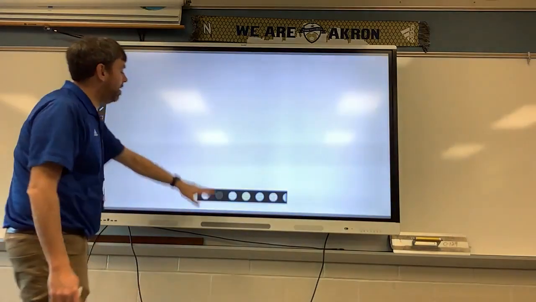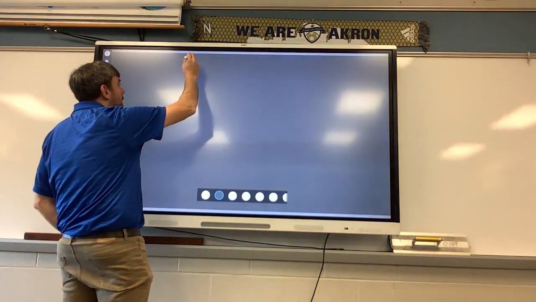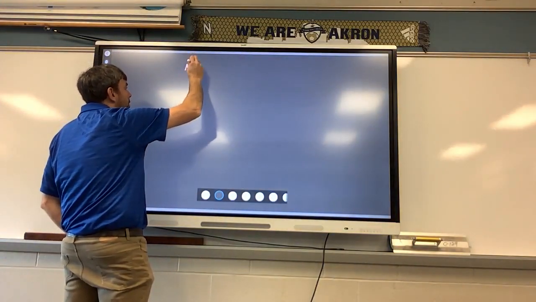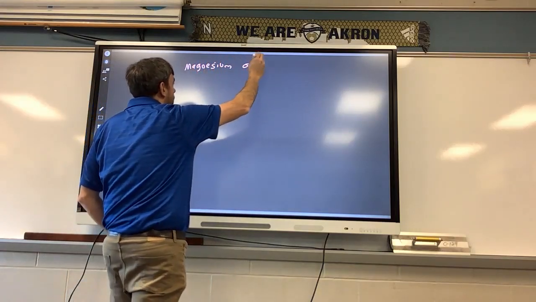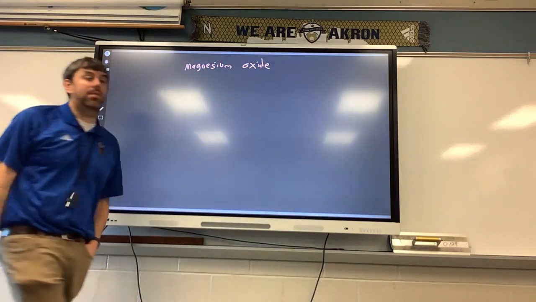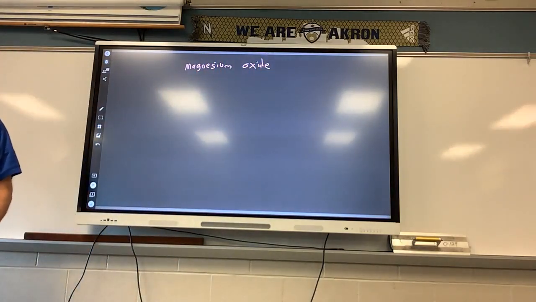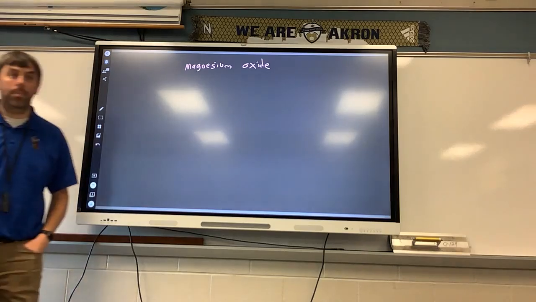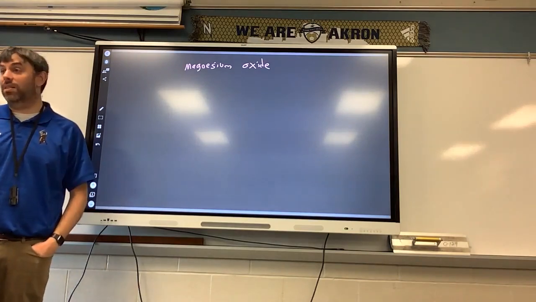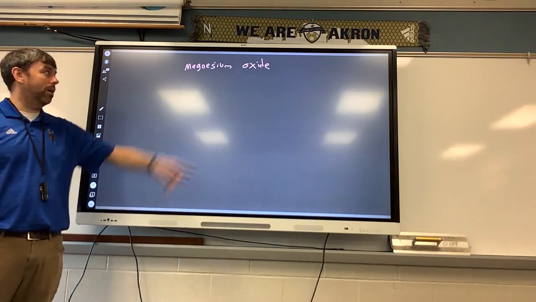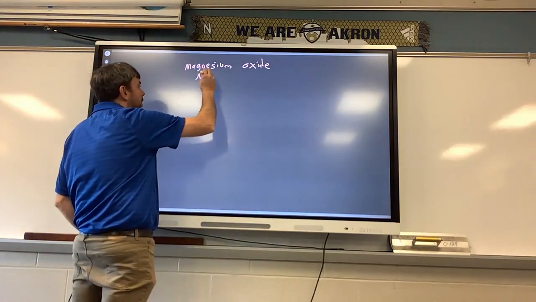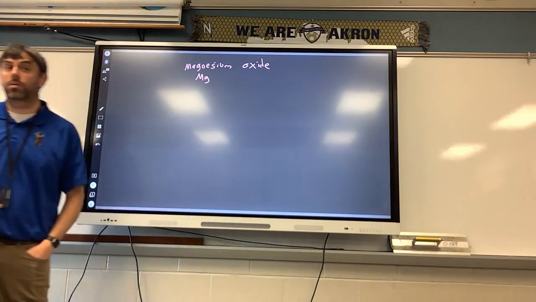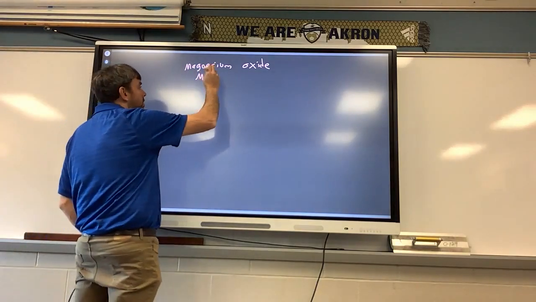So you could see something like this. Let's do magnesium oxide. So you would see that, and I would say, what's the formula for magnesium oxide? Look at your steps. Step one is write the cation symbol, right? What is the symbol for magnesium? Mg. What's the charge? We have to write the charge too. Plus 2. So I have Mg plus 2.